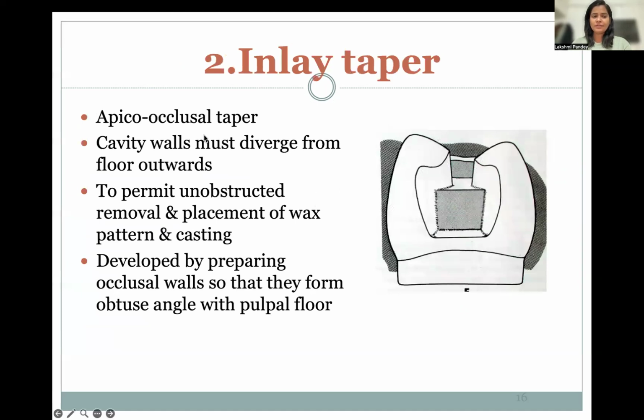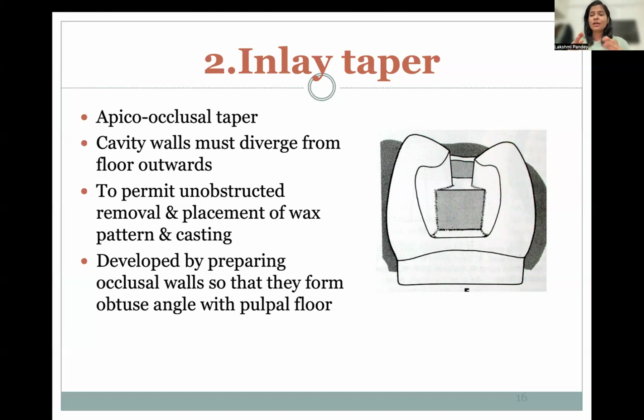What do you mean by taper? Taper is a pulpo-occlusal taper. Okay, so the cavity wall must diverge from floor to ground. Diverge. Can you understand here? Can you see this is diverging? As we have read in amalgam cavities, amalgam cavities are mostly what? They are convergent. Why? Because the convergence gives it a proper retention. Here the divergence is there.